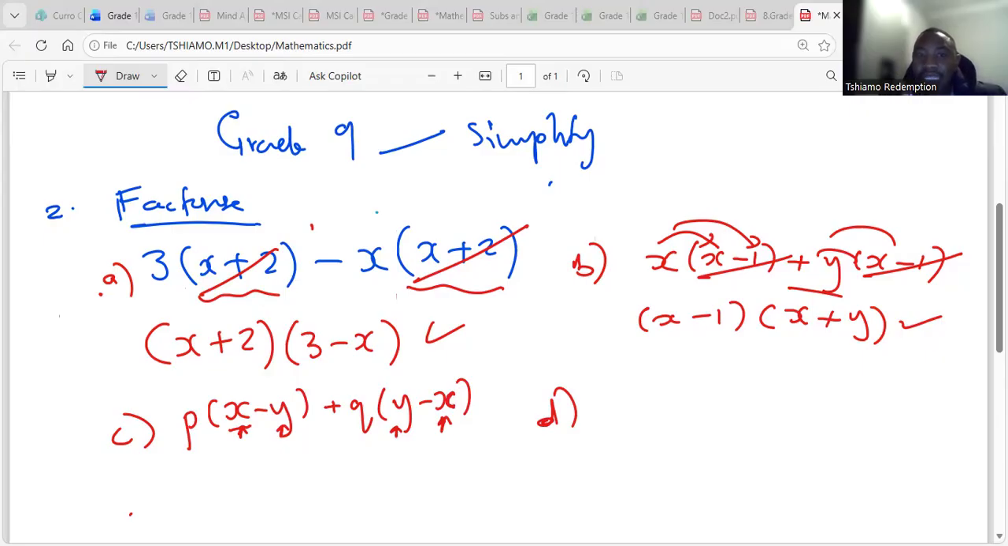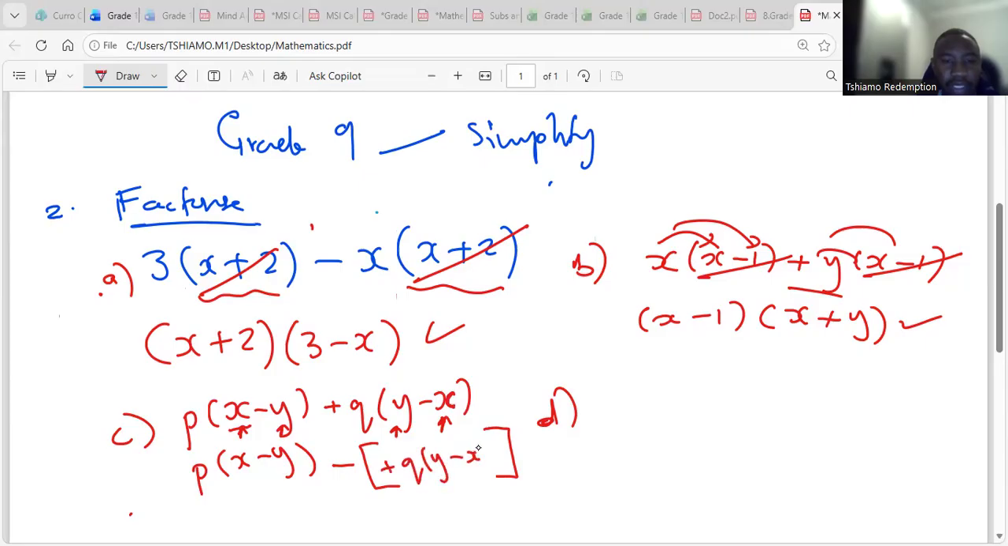We're going to introduce a negative. What is the aim of doing that? It is so that we can change the signs of the brackets so that they can look the same. So I want to change the sign by introducing a negative sign so that now everything is going to be affected. So p(x − y) stays the same, negative, and then that whole q(y − x).